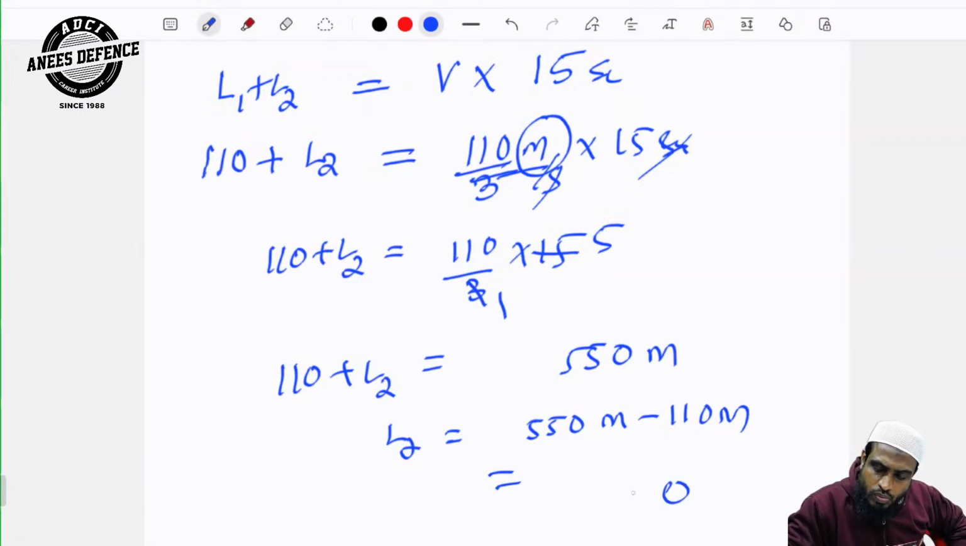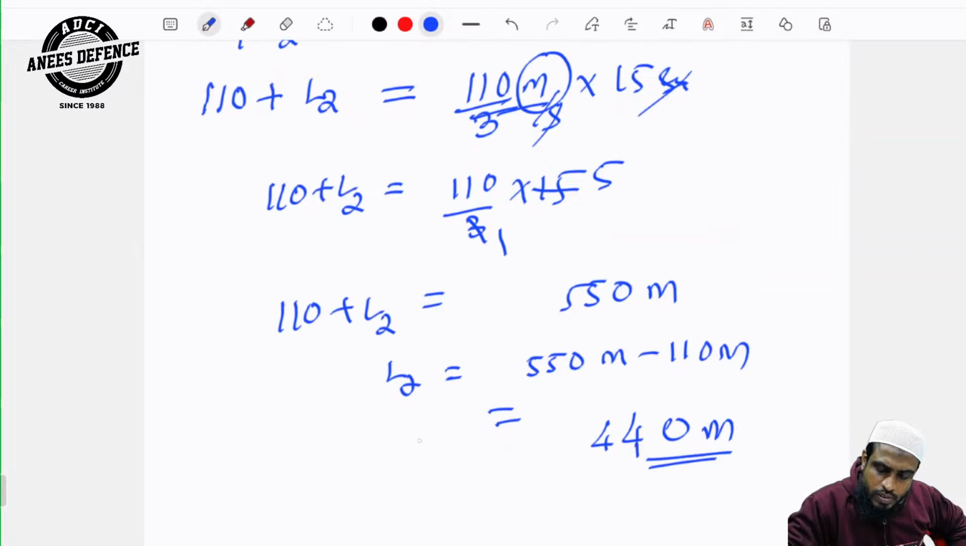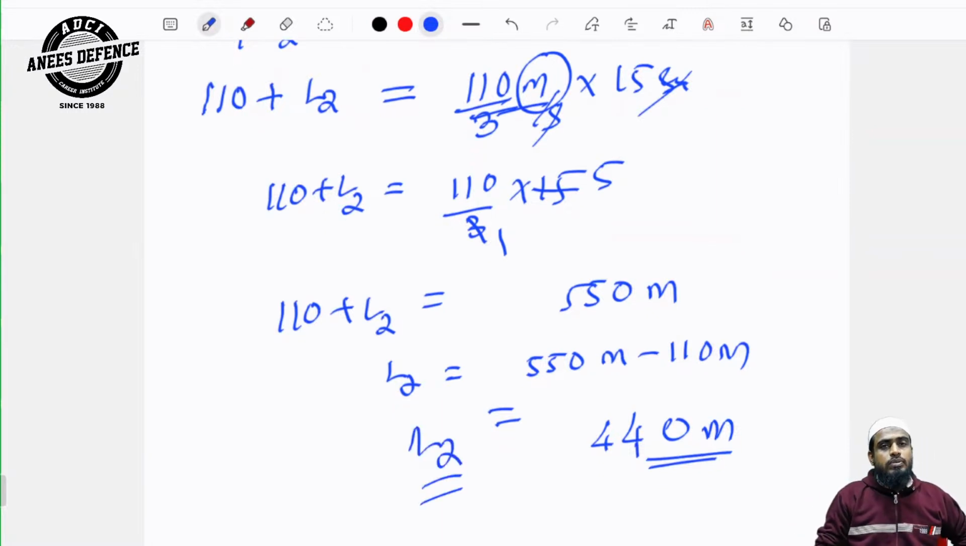So it will be 0. 4 into 1, 4 plus 1, 5, 4 plus 1, 5. So 440 meter. That is L2, the length of the platform.